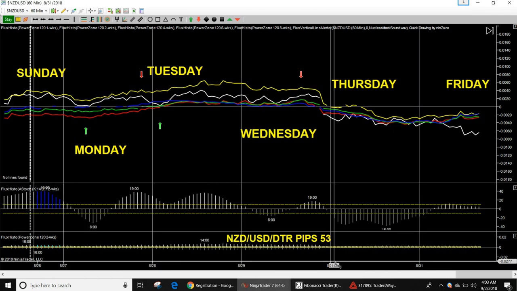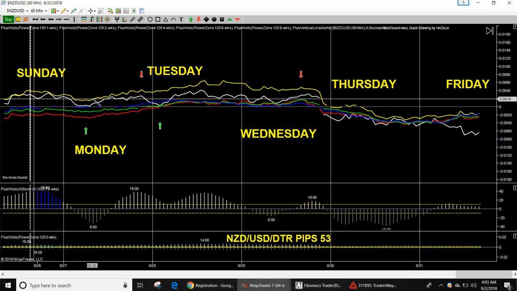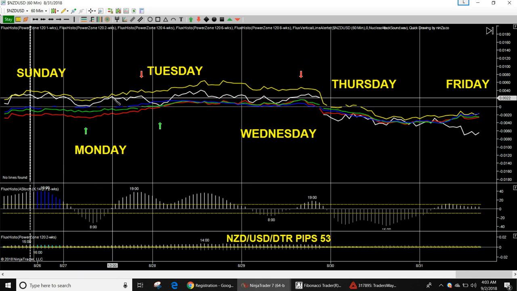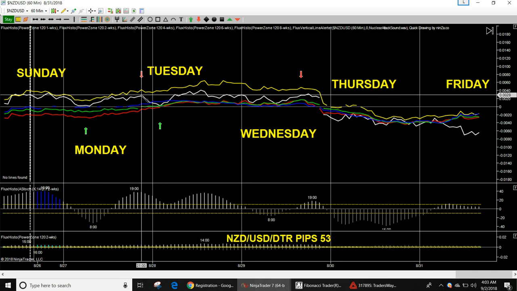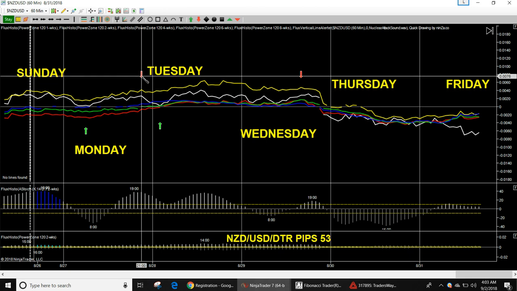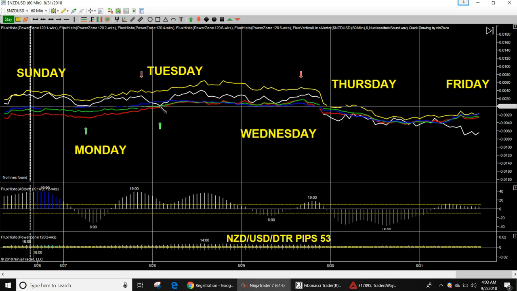Next up is going to be the New Zealand US dollar. Okay, I see an up move at 6 a.m. in the morning on Monday. And it looks like it's not doing much. And then we got a sell marker here at 2100 on Monday into Tuesday. 2 a.m. in the morning, look for an up move.